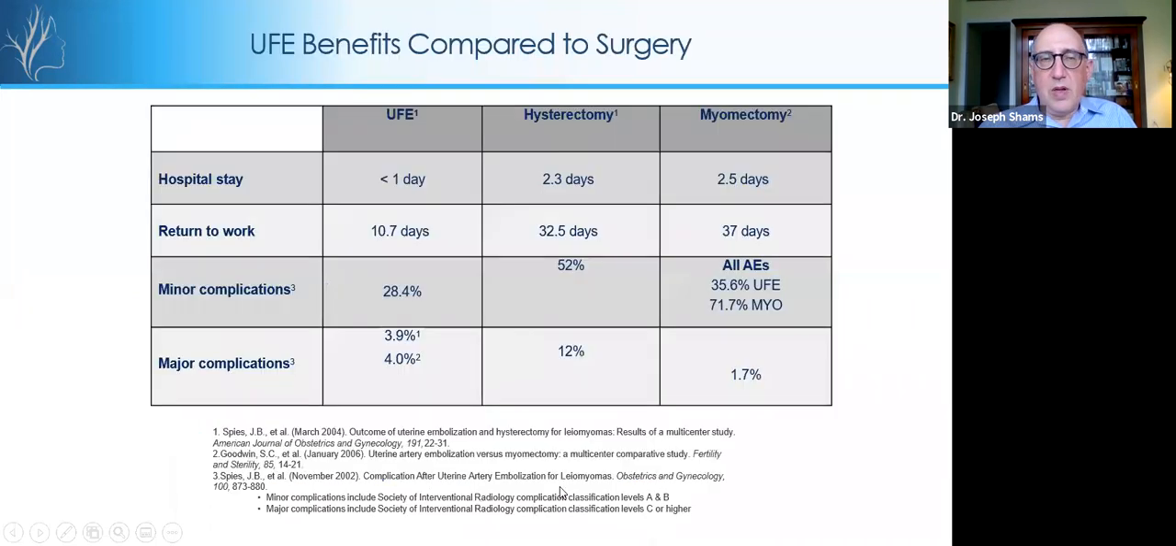Okay. This is just a comparison slide comparing fibroid embolization, which is UFE, hysterectomy, and myomectomy. In general, with UFE nowadays, there should be no hospital stay. For hysterectomy, the average is 2.3 days, myomectomy 2.5 days. Return to work: average 10.7 days for UFE, hysterectomy 32.5 days, myomectomy 37 days. Complications are higher with surgery, obviously, and major complications are significantly higher with surgery.